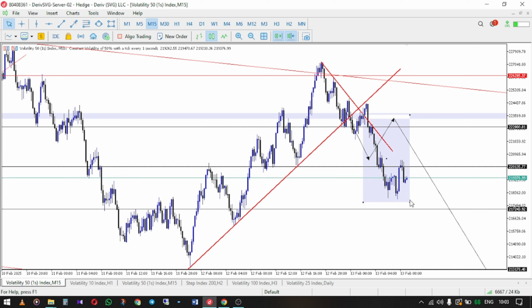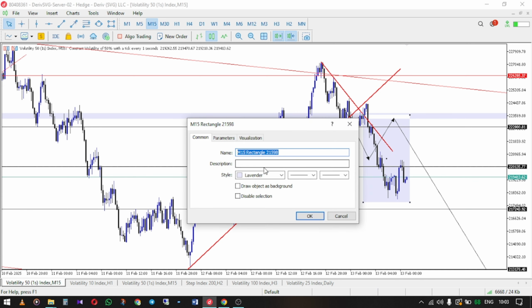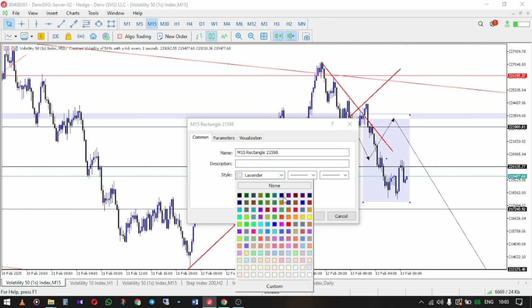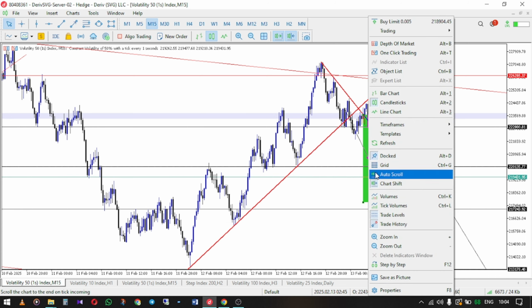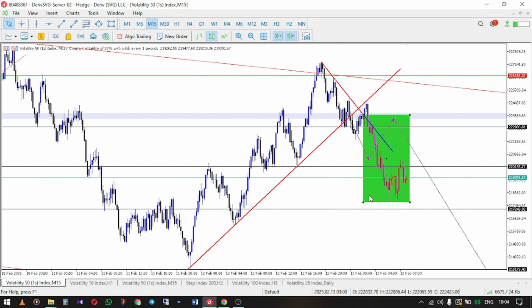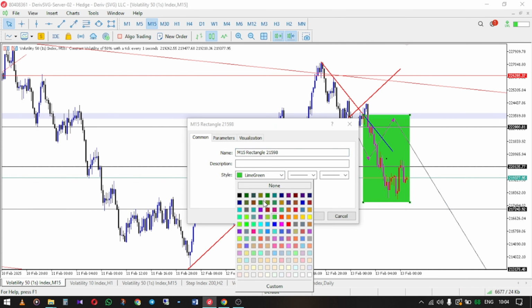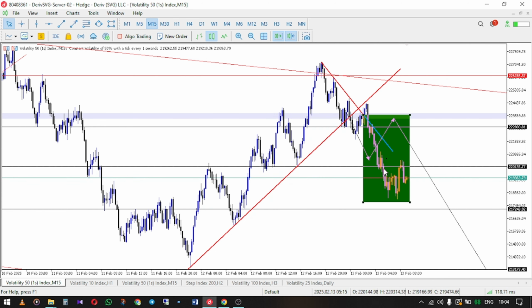Let me change the color to something really interesting. Let me use green. Although this green is really not interesting. Dark green. Alright. So let me use something like this.